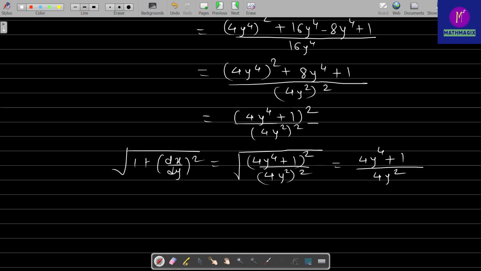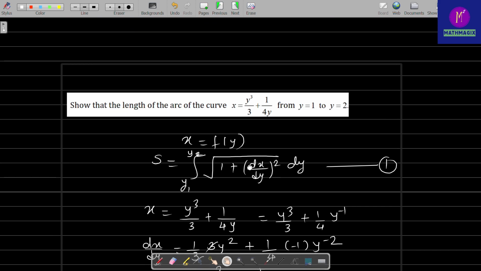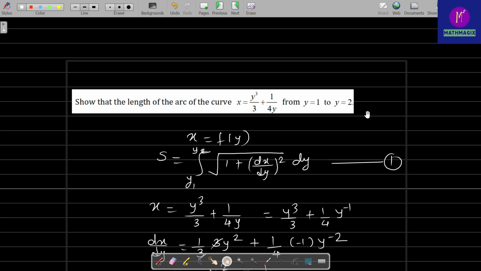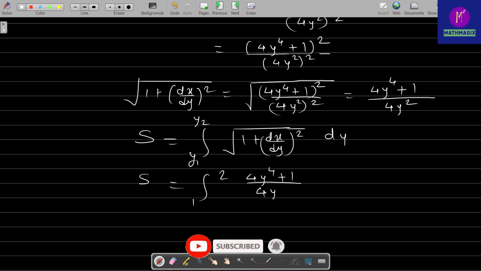Then let us use a formula of arc length. S is equals to integration of square root of 1 plus (dx/dy) the whole square dy with the limits from y1 to y2. Let us see y varies from where to where, which is given in the problem. So y varies from 1 to 2. So let us use that. So we will get S is equal to integral from 1 to 2 of square root of 1 plus (dx/dy) the whole square, which is nothing but (4y^4 + 1) divided by 4y^2, dy.